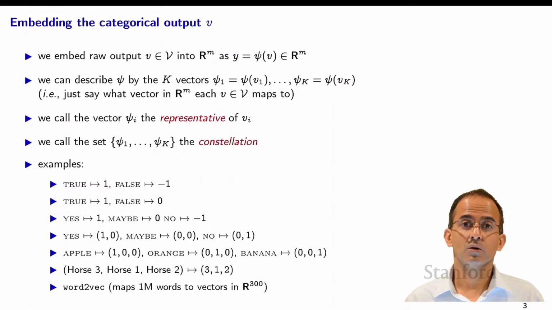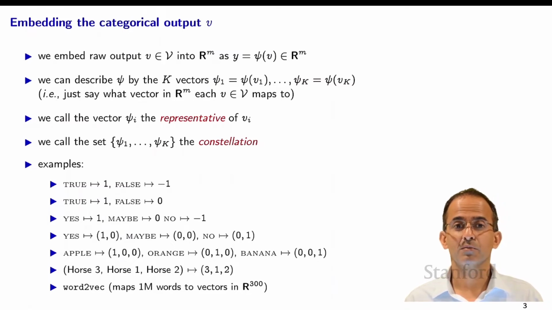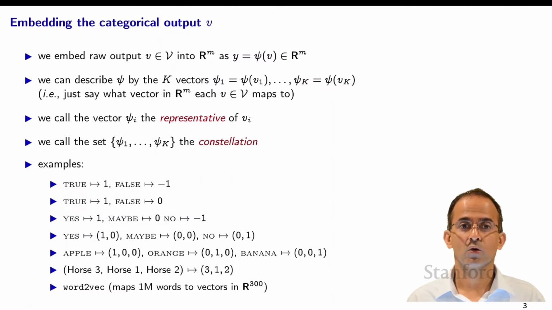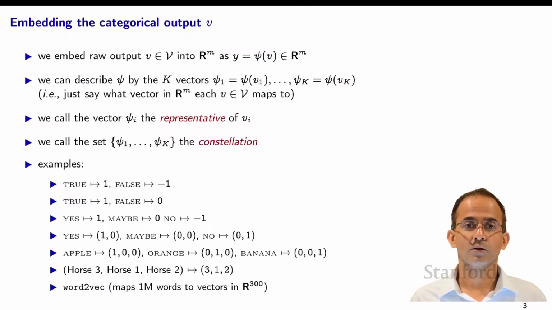Now, we might also take three categories and map them directly to the reals. If we've got, say, three horses, horse 3, horse 1, and horse 2, we might map them just to 3, 1, and 2. We might also do really complicated things like word2vec, which maps a large number of words to vectors in R300.